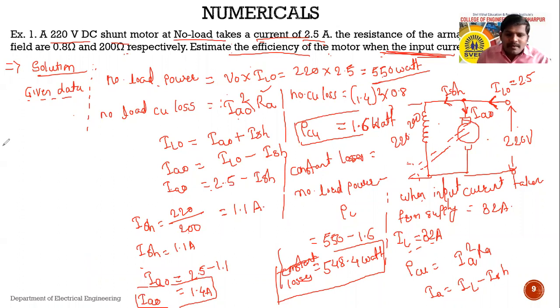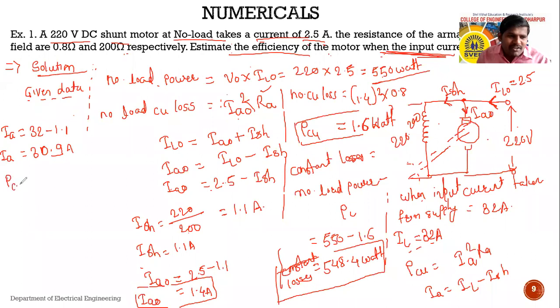See, Ia, that is armature current, is equal to IL 32 ampere minus ISH. We have already calculated ISH. It is nothing but 1.1, no? 1.1. So it becomes 30.9 ampere. It is nothing but the armature current.